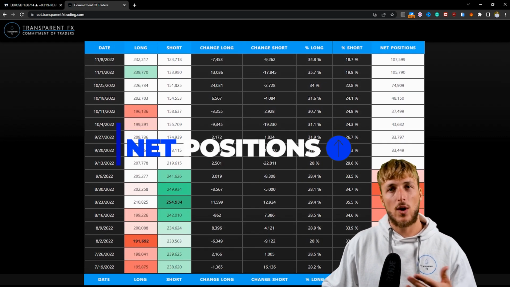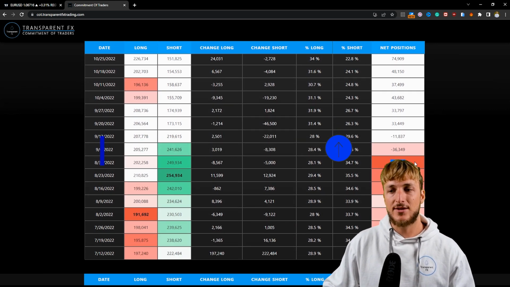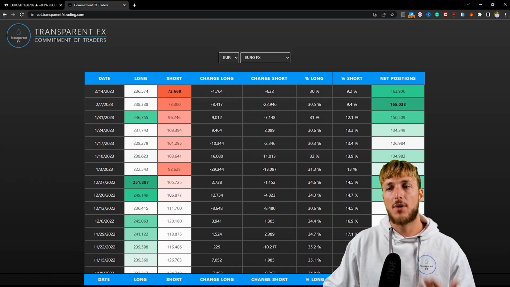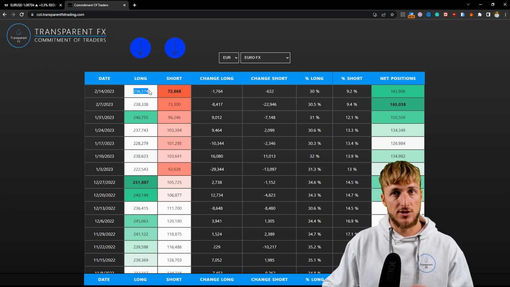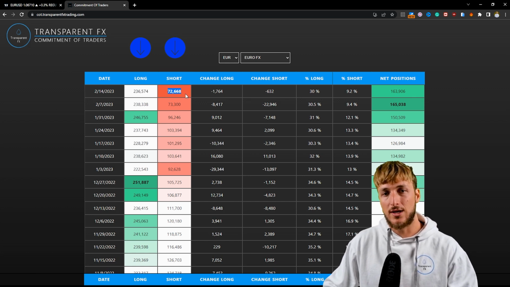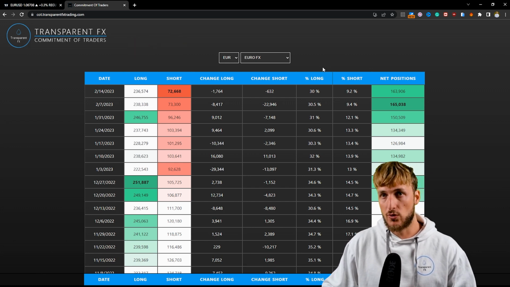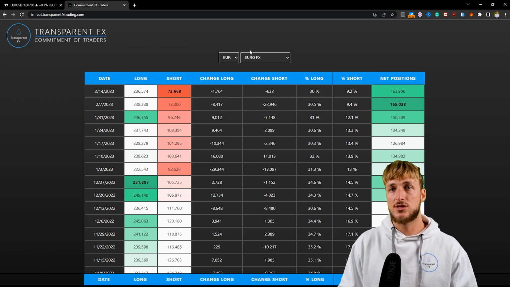We went from having a quite negative net positioning of minus 47k net positions with way more shorts than longs, with 249k shorts compared to only 202k longs, all the way up to now having a positive net positioning with more longs than shorts, with 236k longs on the institutional side of the market compared to only 72k shorts. Now, this is quite bullish for the euro. And keep in mind that all currencies on the spot are traded against the USD.